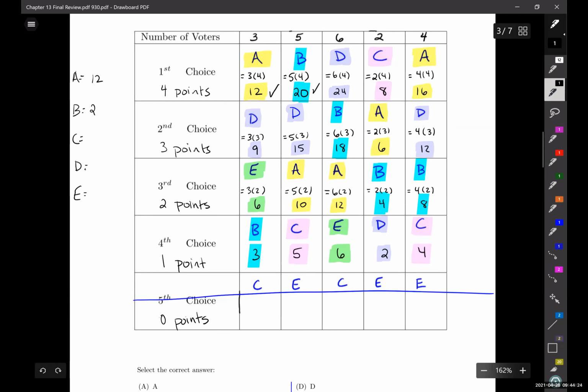And we can just continue with some such pattern. B gets 20. D gets 24. C gets 8. A gets 16. D gets 9. Plus 15. B gets 18. A gets 6. D gets 12. E gets 6. A gets 10 and 12. And B gets 4 and 8.